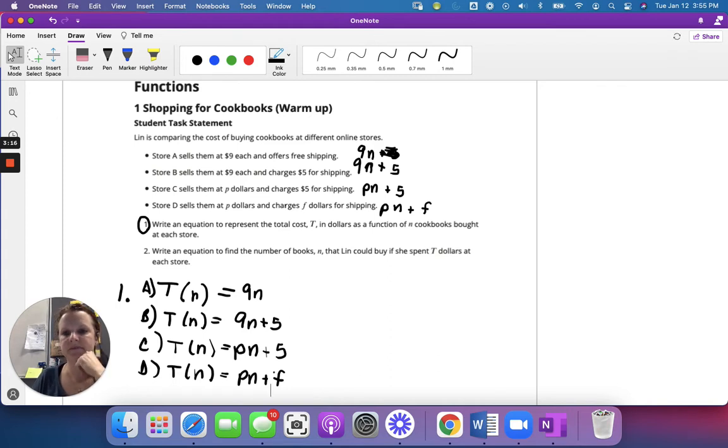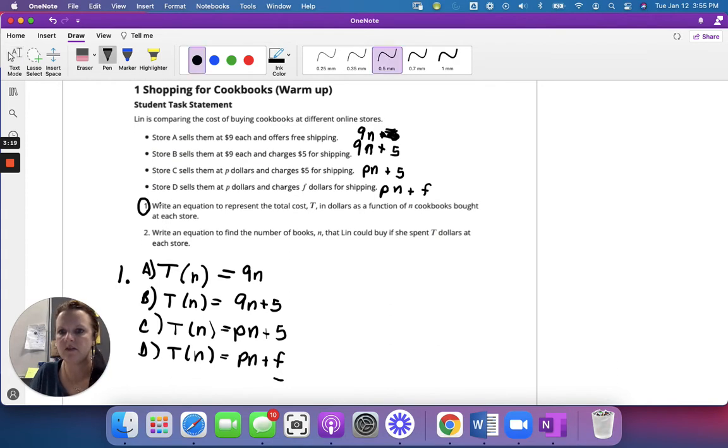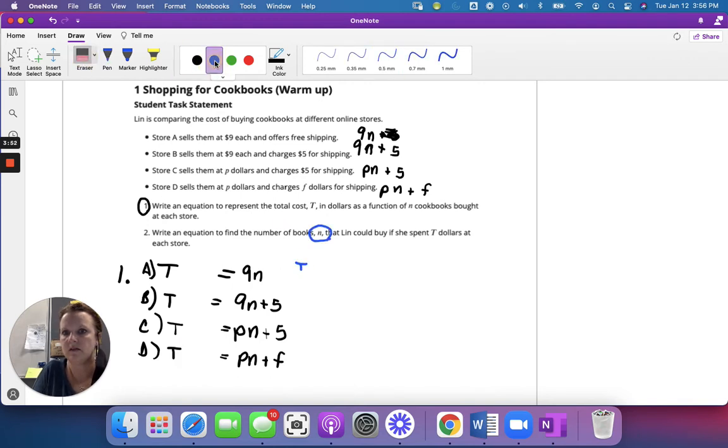Okay, cool. Now write an equation to find the number of books N that Lynn could buy if she spent T dollars at each store. So we want to write an equation where we have solved it for N. So here we have T, and let's actually do this. It is T as a function of N, but we want T equals. That's going to make it much easier to rearrange. And let's do part B. Oh, well that's awesome. Part B all in blue, or this is number 2.